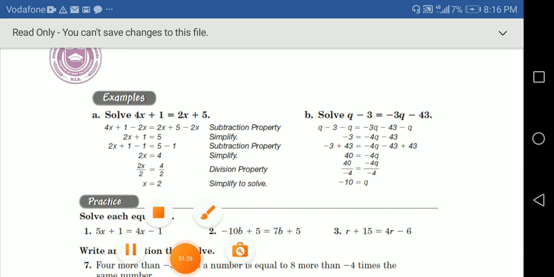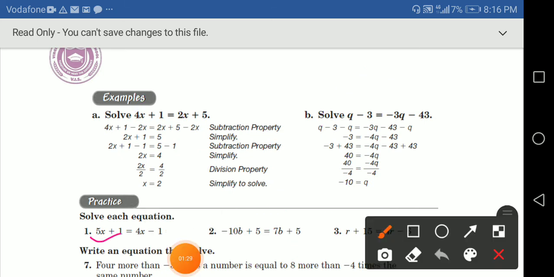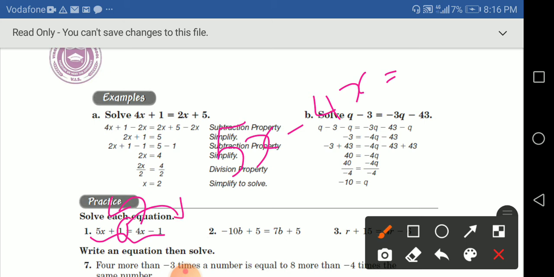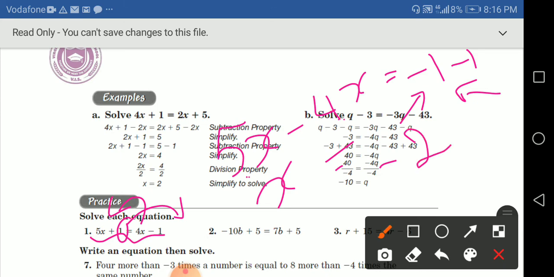What about another one? 5x plus 1 equals 4x minus 1. What should I do here? Put the x's together. 4x will go to the other side by a negative sign, and the positive 1 will go to the other side as negative 1. We've got 5x minus 4x. 5 shirts minus 4 shirts gives me 1 shirt. What about here? I lost $1, then I lost another dollar. The total loss is negative 2. So x equals negative 2.